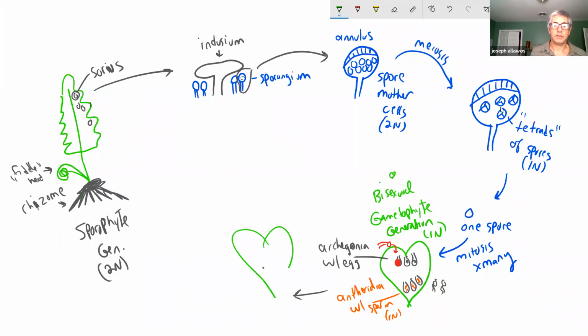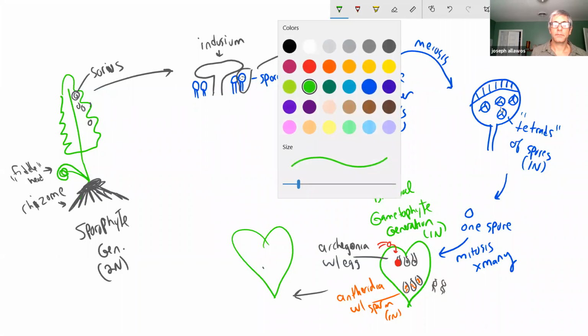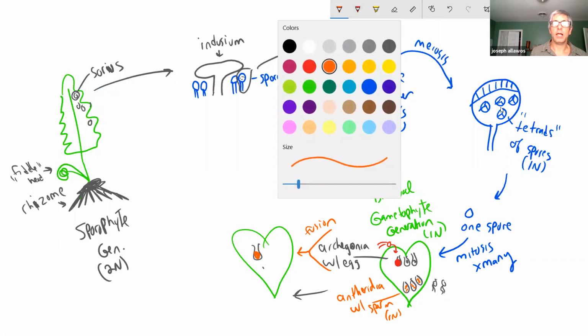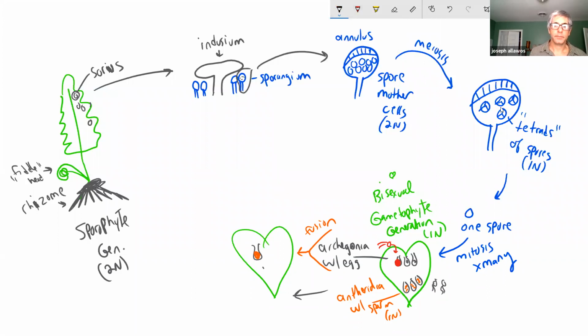Here's our gametophyte. And I'm just going to draw one archegonia here. And now we're going to draw a zygote in there because fertilization has occurred. Fusion, this is fusion, right? Let's write the word fusion in there. It's a process that's occurring here. And now, before I did the zygote in black, let's do it in black.